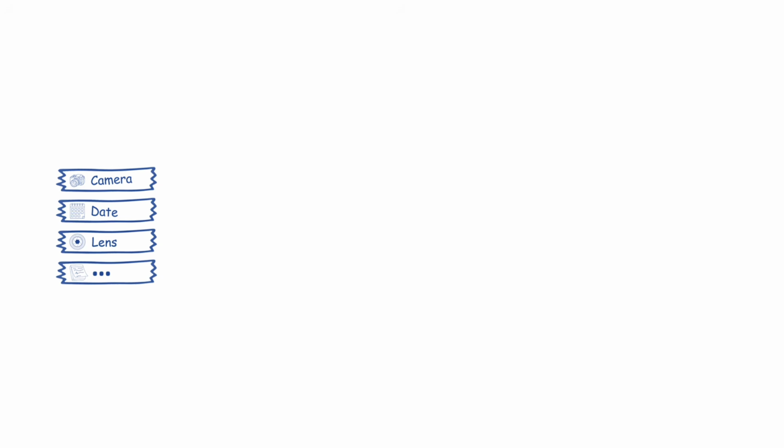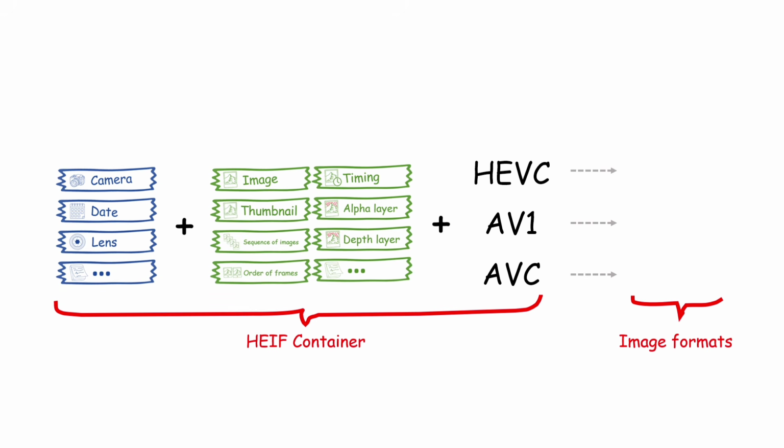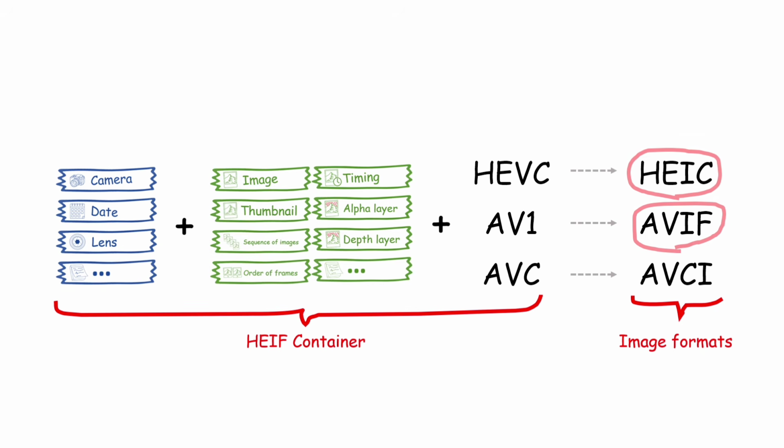When the metadata and other information inside the HEIF container that I told you about are combined with different codecs, new formats are created, each with its own name, features, and use, and we'll get to know two of the most important ones.